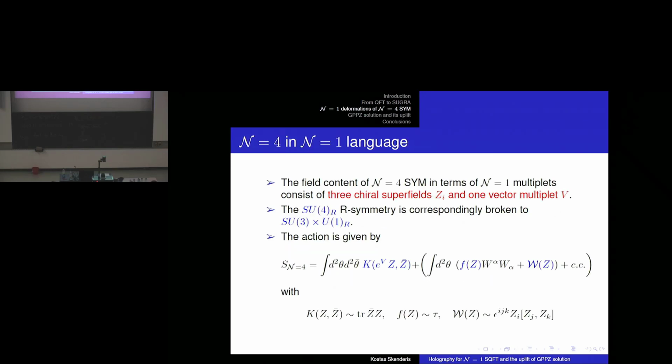So let me now review the first step. The field content of N=4 super Yang-Mills in terms of N=1 multiplets consists of 3 chiral superfields, Z_I, and 1 vector multiplet. And when you write N=4 super Yang-Mills in N=1 language, this breaks the SU(4) R symmetry into SU(3) × U(1)_R. And then the action takes the form of the standard N=1 Lagrangian. We have a Kähler potential, a gauge kinetic term, and a superpotential. In the case of N=4, these are given by these simple expressions.